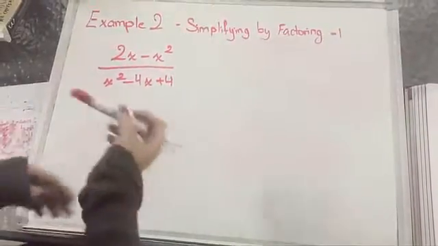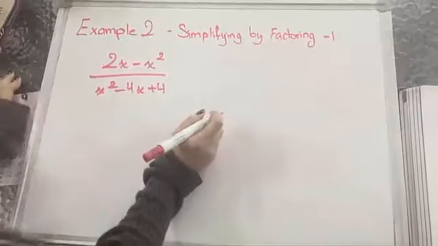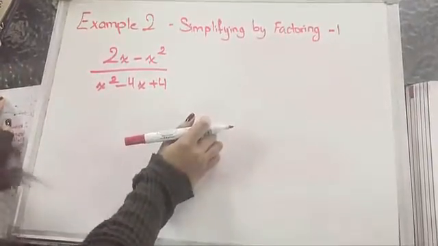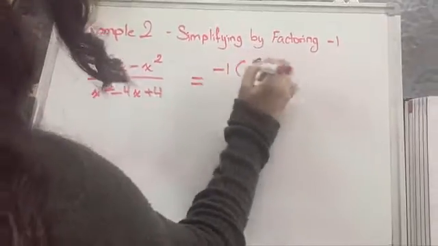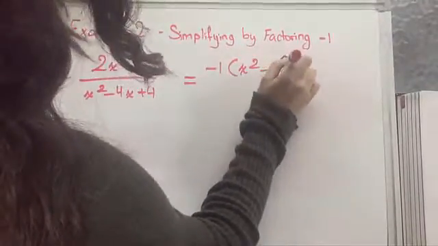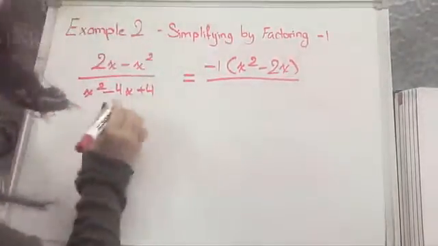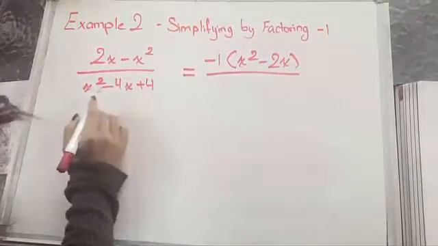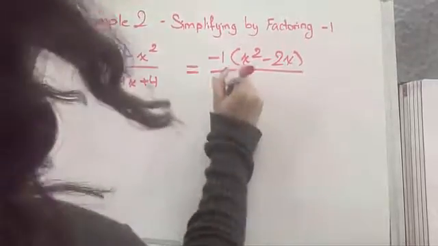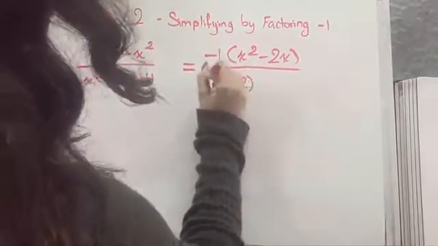Example 2, simplifying by factoring negative 1. The question is 2x minus x squared over x squared minus 4x plus 4. So what you do is you factor out negative 1, and you get negative x squared minus 2x over, and you factor the denominator: you get two numbers that when multiplied give you 4, and when added give you negative 4. So the numbers are negative 2 and negative 2.